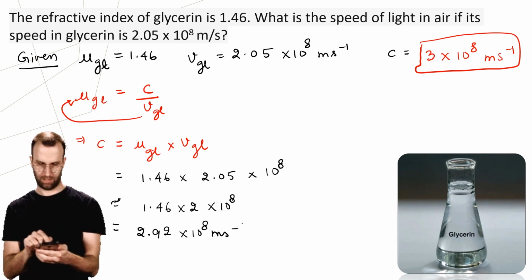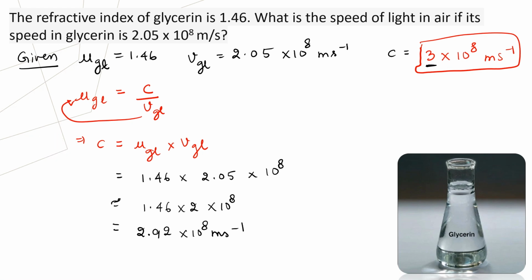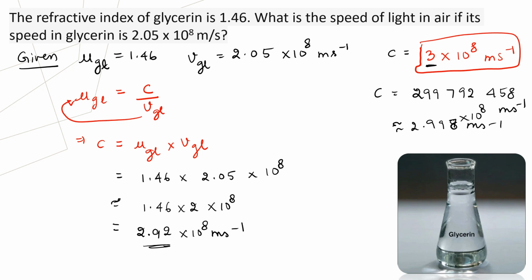Now see the answer here. What is the actual value? 3 into 10 power 8. Actual value of C is 299,792,458 meter per second, or approximately 2.997, or just approximate it to 3 into 10 power 8 meter per second. Forgot to write the multiple, 10 power 8 meter per second. Now check here, almost the same. So my calculation is good. So speed of light, I'll go with this 2.92, almost the same. So right answer.